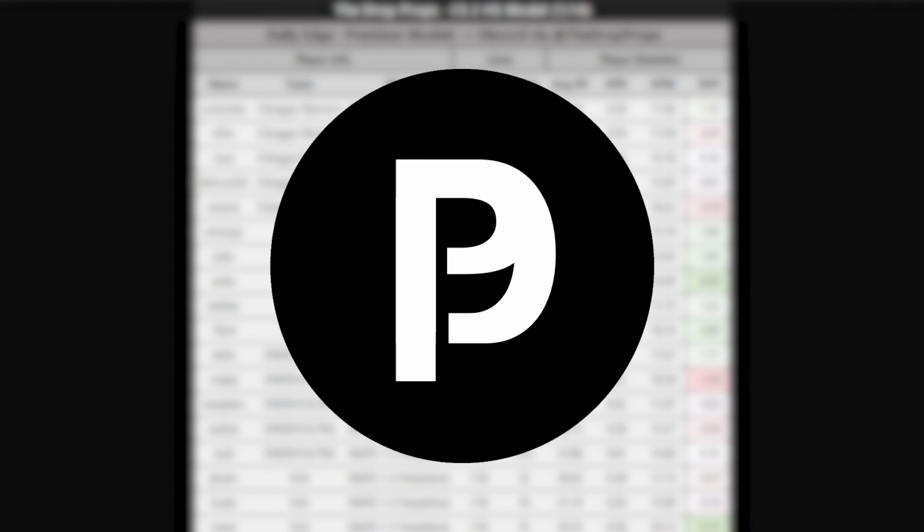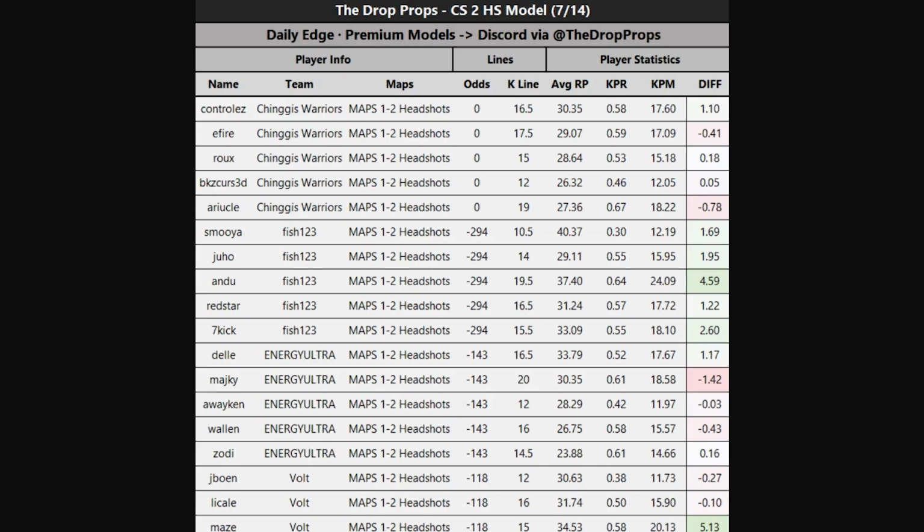on player props. Hello, it's Doc Demo, and in today's video I'm going to show you how to read our CS2 headshots model so you can start making smarter betting plays. Okay, let's start looking at the model. I'm going to show you exactly how to use it to find value and make smarter, better bets like a pro capper. So every row is an individual player and every column gives you the context you need.